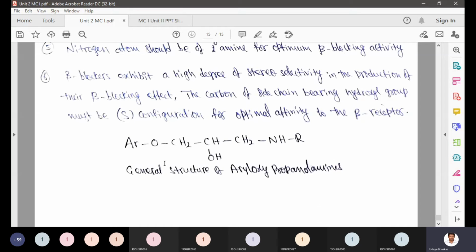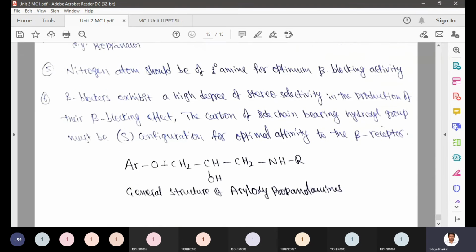Beta blockers exhibit a high degree of stereoselectivity in the production of their beta blocking effect. The carbon of side chain bearing hydroxyl group must be S configuration for optimal affinity to the beta receptor. You know R and S configurations. In that we need S configuration for optimal activity for beta blockers. So this is it.